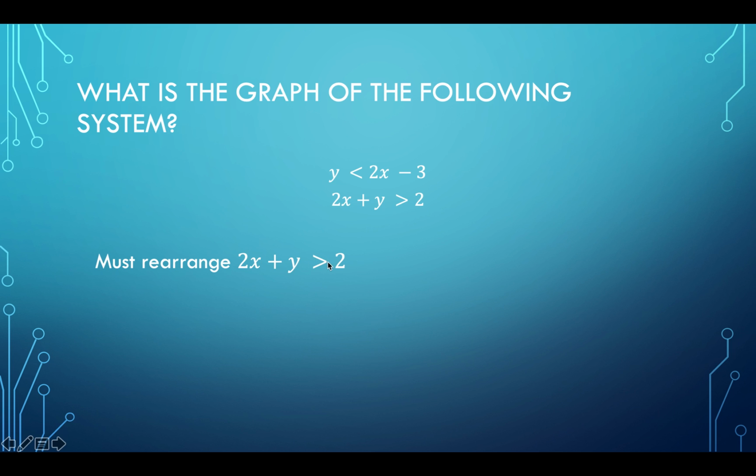And how do we go about that? Well, we want y equals, or y by itself. So we have to move this 2x from over here to over here. And the only way to do that is to subtract 2x from both sides. When we go ahead and subtract 2x from both sides, we're left with y is greater than negative 2x plus 2.